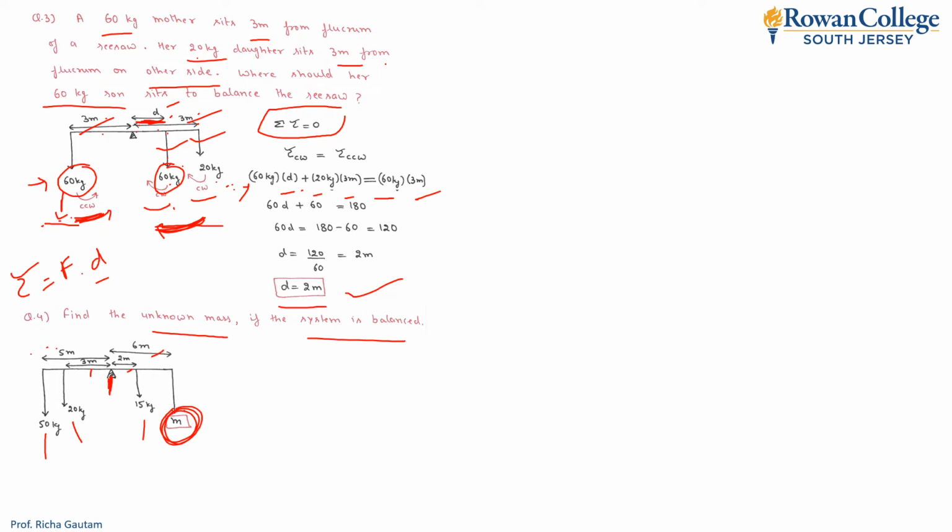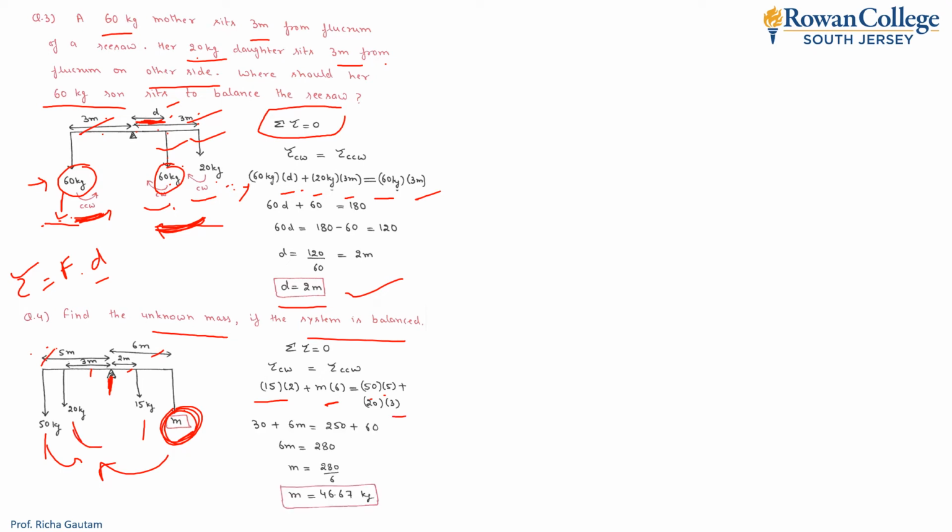So again we will apply the summation of torque equals 0. The total clockwise torque should be equal to the total counterclockwise torque. So when you apply this to the clockwise torque on these two masses, you will have 15 into 2 plus m into 6 equals 50 times this distance 5 plus 20 times this distance 3. Just do the calculations and you'll get the mass to balance this system. So this M should be 46.67 kilograms to balance this system.